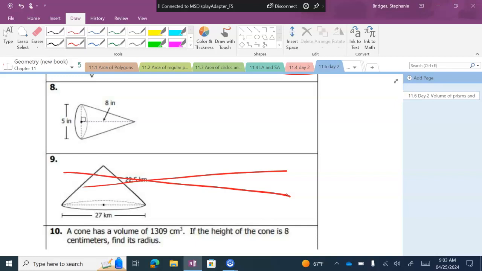Gotta find your radius before you can find the volume. So if my diameter is 5, what would my radius be? It's gotta be 8, right? No. 2.5. The radius is half of the diameter.